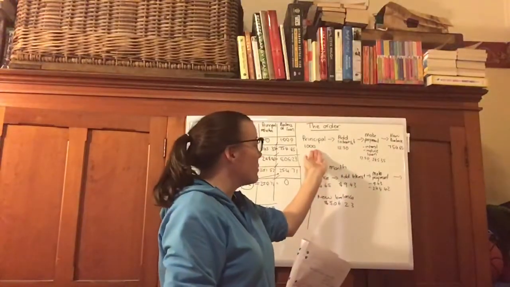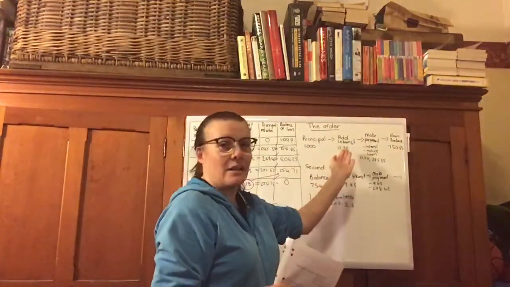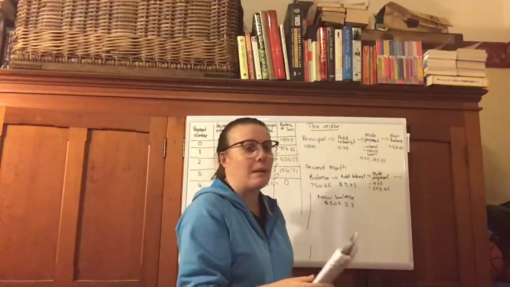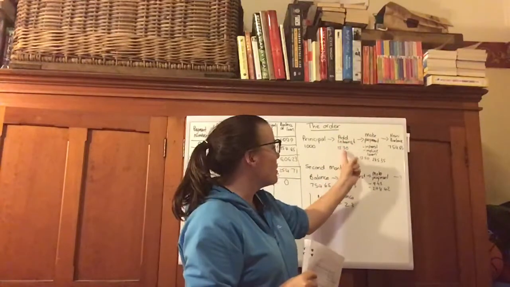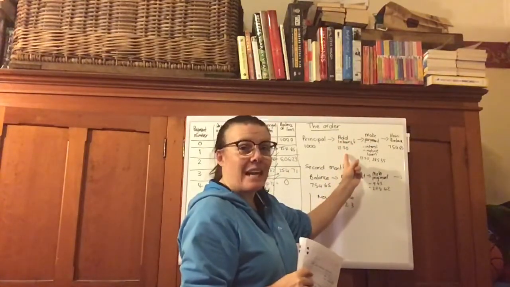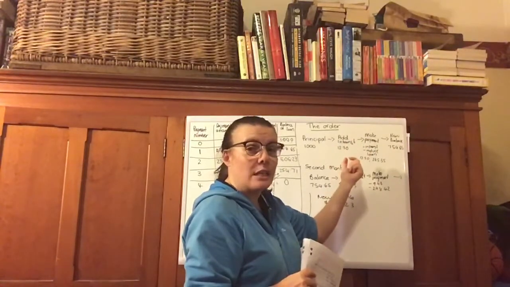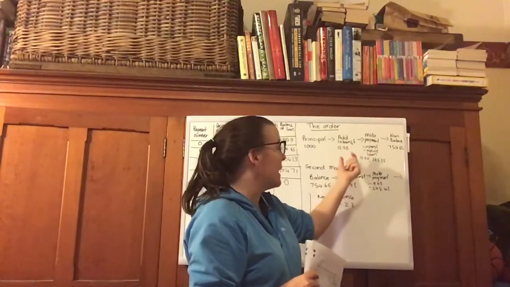So we started with the principal, the interest was added. When the payment's made, two things happen with the payment. First, the interest gets taken away. So the first part of the payment is used to deduct the interest of $12.50 in this case.